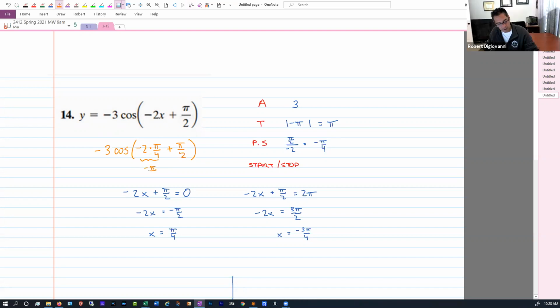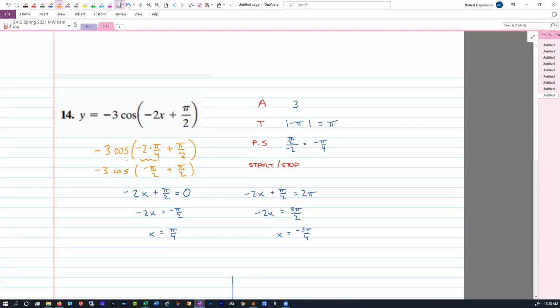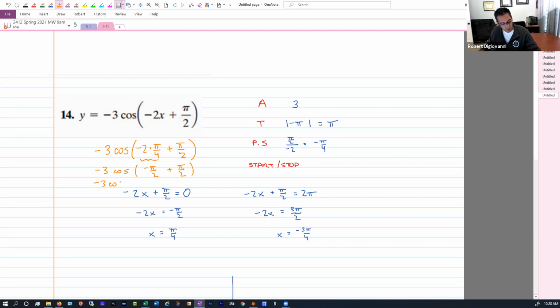Right? Negative pi over 2. Then we're going to add to it pi over 2. So what's negative pi over 2 plus pi over 2? 0. Okay, and that's negative 3 times cosine of 0. Now cosine of 0, just go to your unit circle, go to 0 degrees. Cosine is the x-coordinate, so shouldn't that be 1? Everyone, yes? And then negative 3 times 1 is negative 3.